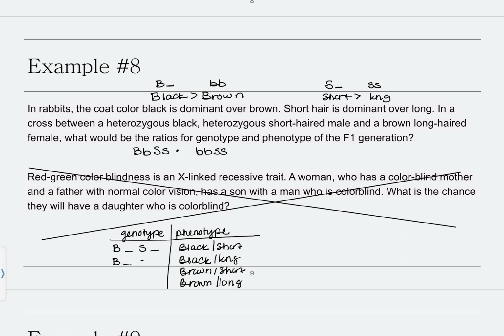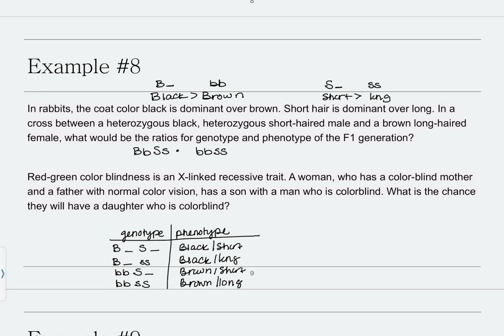Long is recessive, so we need two recessive alleles. Brown is recessive, so we need two recessive alleles. Short is dominant, so we just need one dominant allele. Again, brown, recessive, and then long is also recessive. Okay, I'm going to have to erase this.